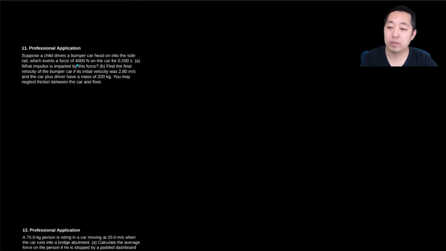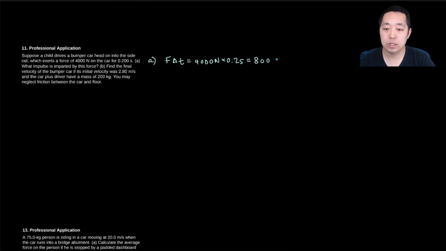Suppose a child drives a bumper car head-on into the side of a rail, which exerts a force of 4,000 newtons on the car for 0.2 seconds. What is the impulse imparted by this force? Okay, impulse is given by F delta t. So that's a force times the time, 4,000 newtons times 0.2 seconds. And that would be 800 newton seconds.